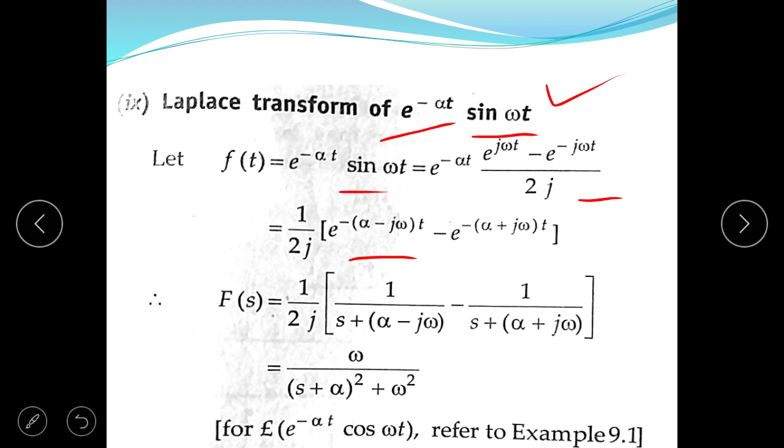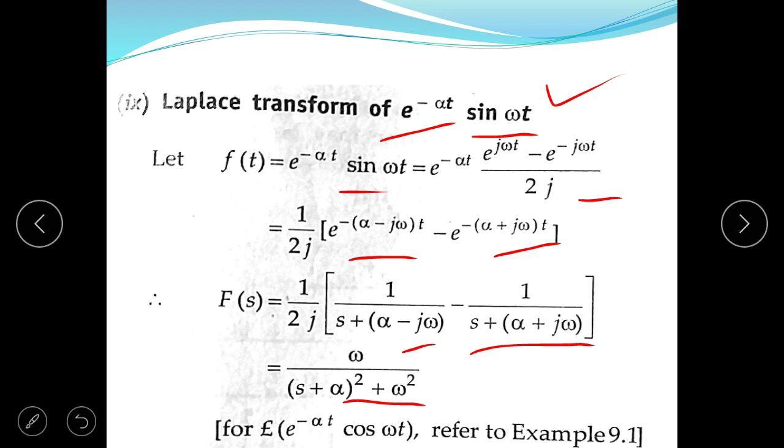So we take the Laplace. F(s) is equal to 1 upon 2j. The Laplace of e to the power minus (alpha minus j omega) t is equal to 1 upon s plus alpha minus j omega. And the Laplace of e to the power minus (alpha plus j omega) t is equal to 1 upon s plus alpha plus j omega. So F(s) is equal to omega upon (s plus alpha) square plus omega square.